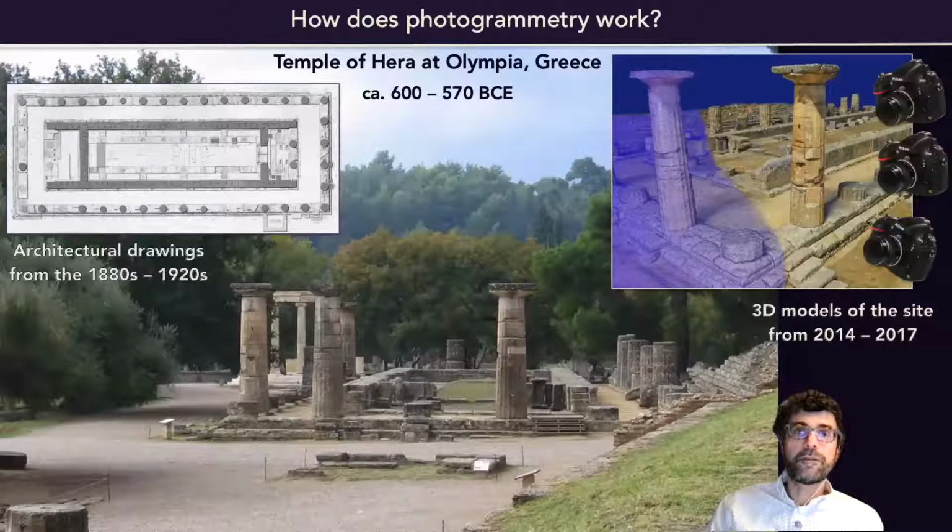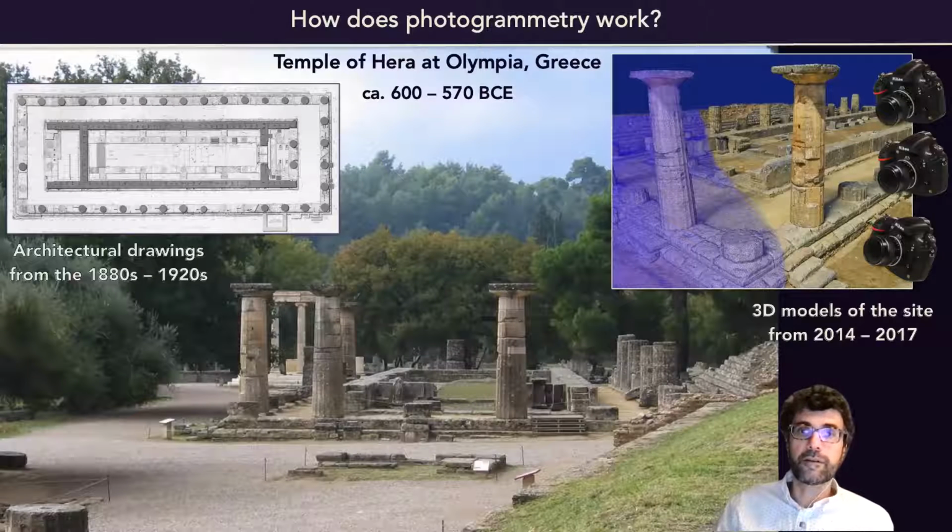I'll say a few words about how photogrammetry works, using my architectural study of the early Greek temple at Olympia dedicated to the goddess Hera as an example. This was the first place where I tried out photogrammetry at a large scale, creating 3D models that superseded the published drawings of the site in detail and accuracy.